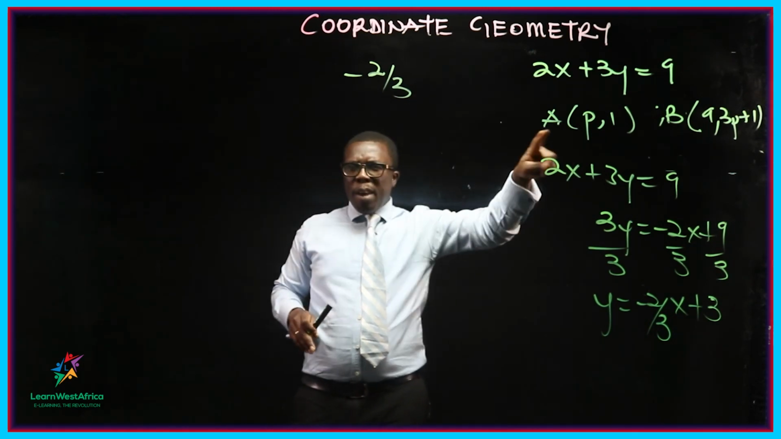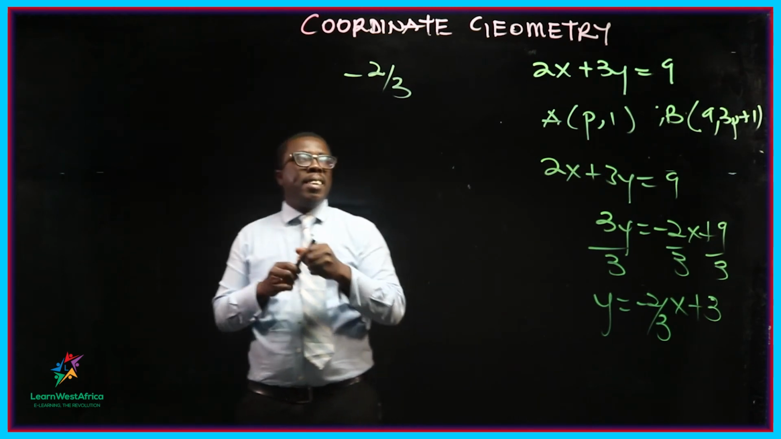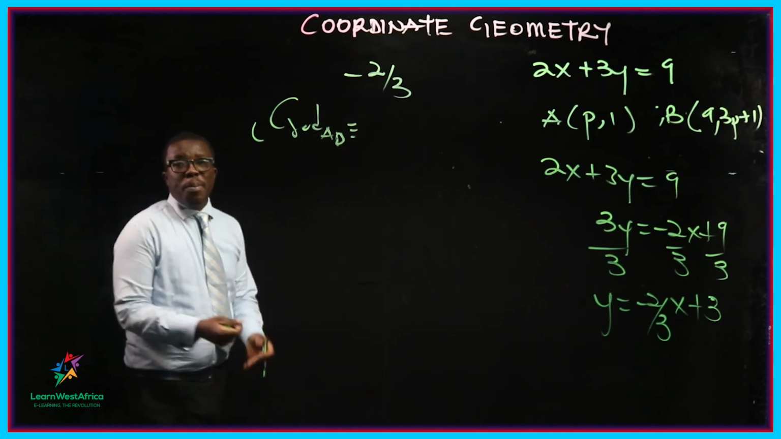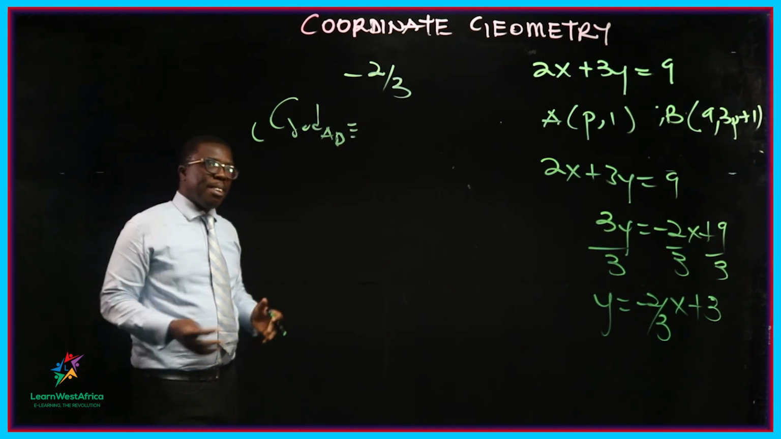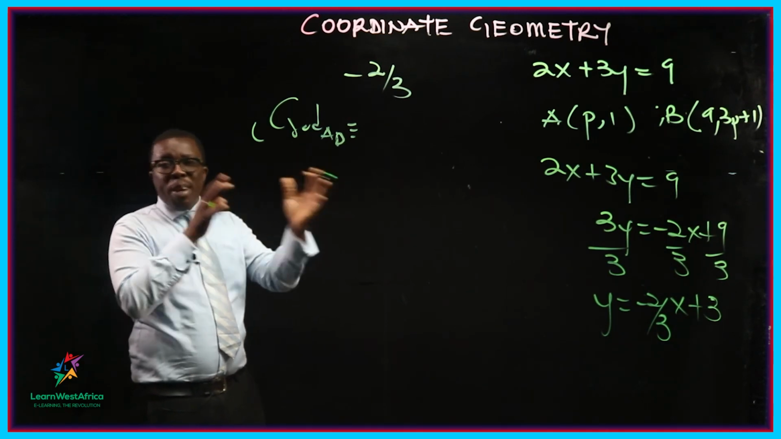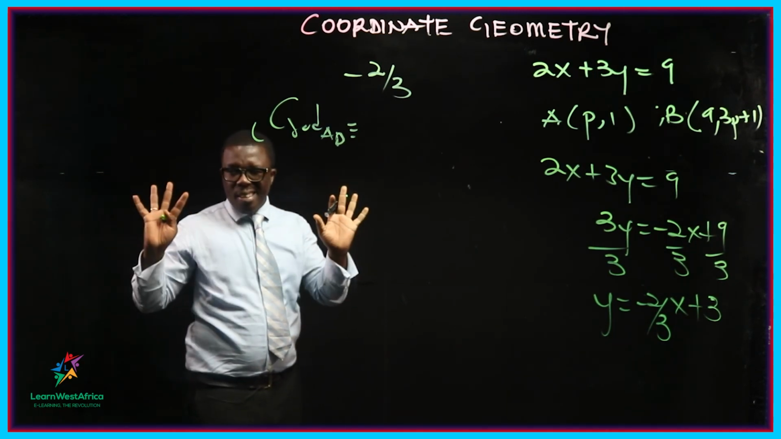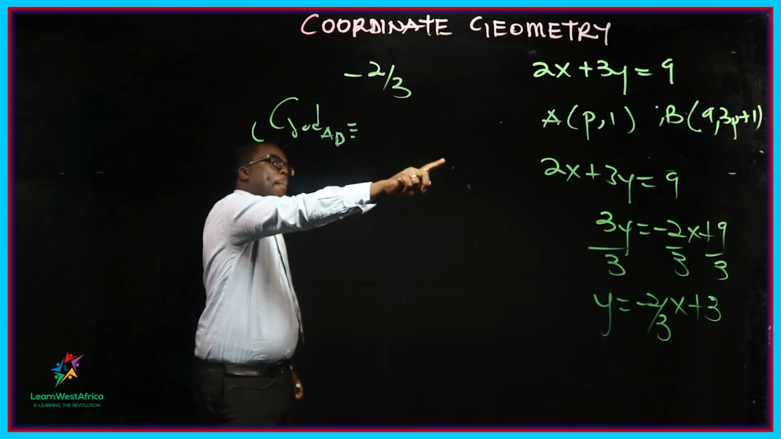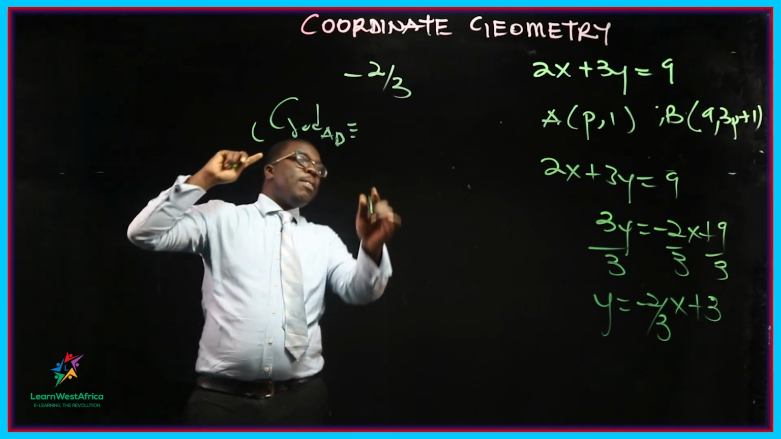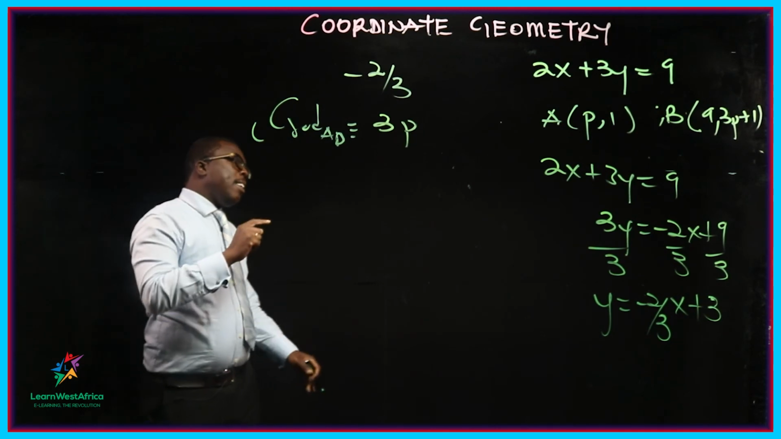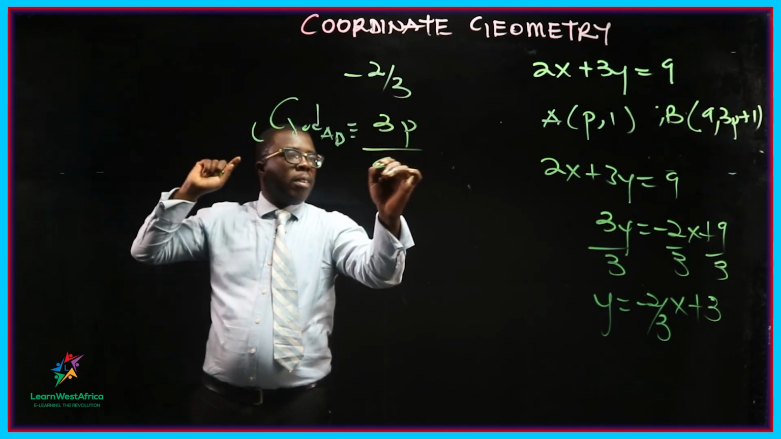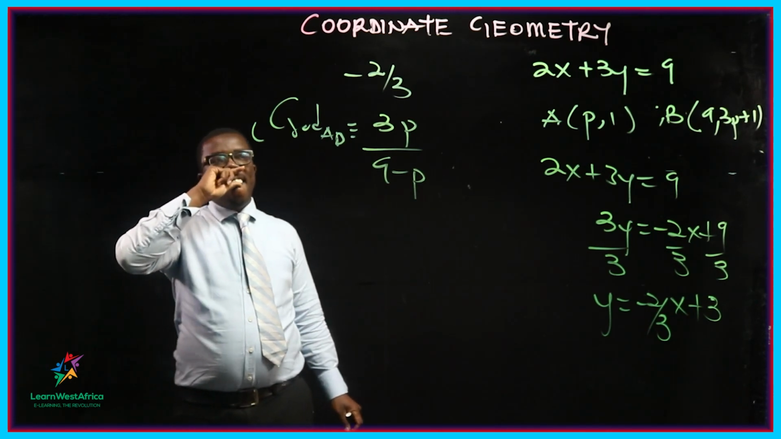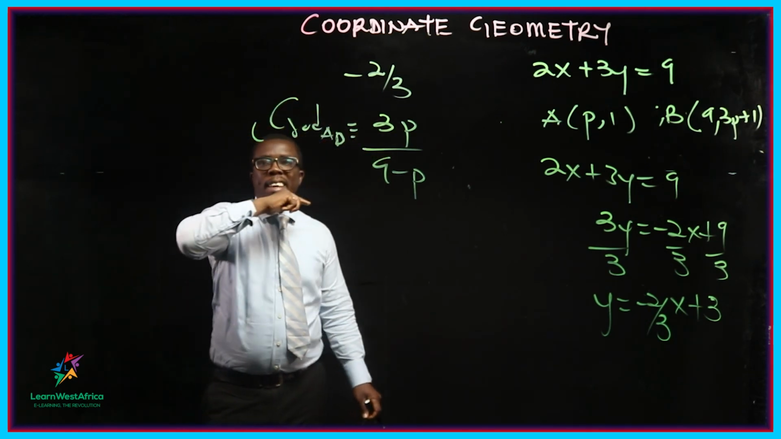Now let's try and find the gradient of AB. The gradient of AB, what would it be? Remember, the gradient formula is my choosing, you can use a different one. So the gradient of AB will be y2 minus y1 all over x2 minus x1. So 3p plus 1 minus 1 is going to give us 3p, then 9 minus p. So this is the gradient of AB, and that is the gradient of the line there.